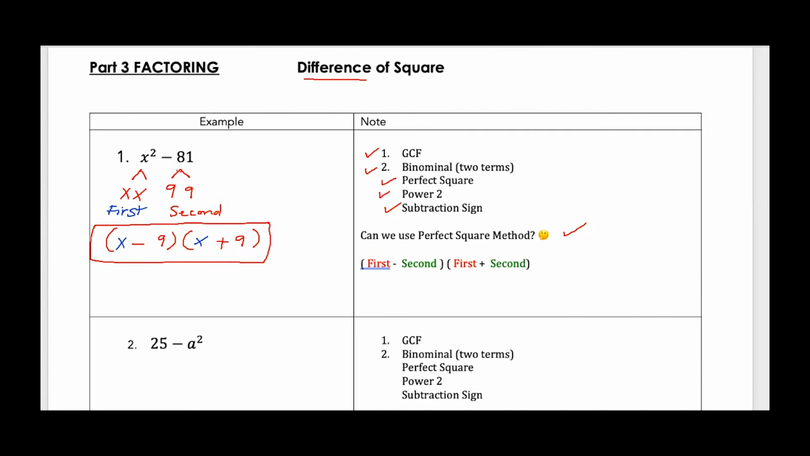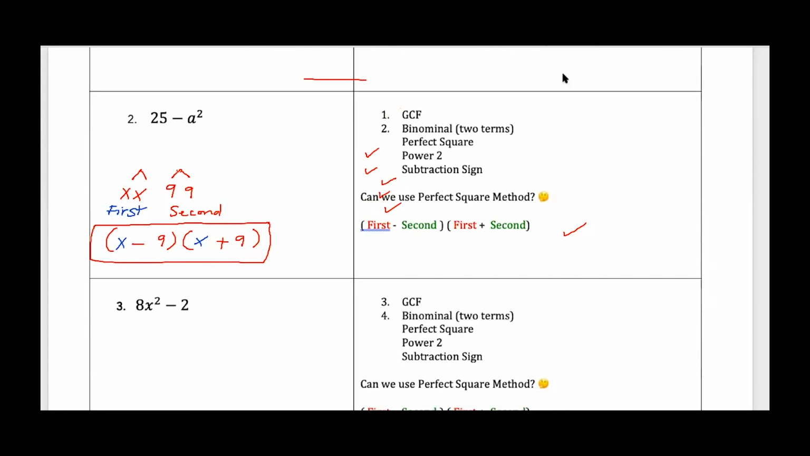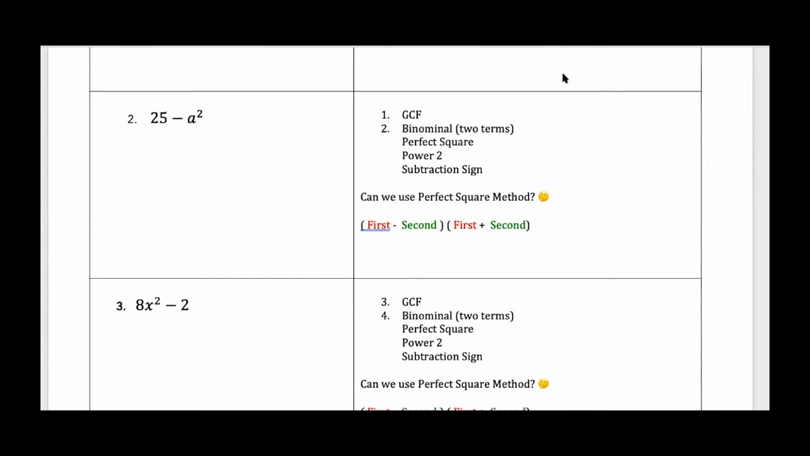Let's give it another try with the next question, and see if we can do the same pattern, all right? So here we go. Question number 2. I would like for you to try first, so pause the video right here and try it yourself. Okay, here I'm back. So let's do it. 25 minus a squared. Let's double check. Do they have any GCF?